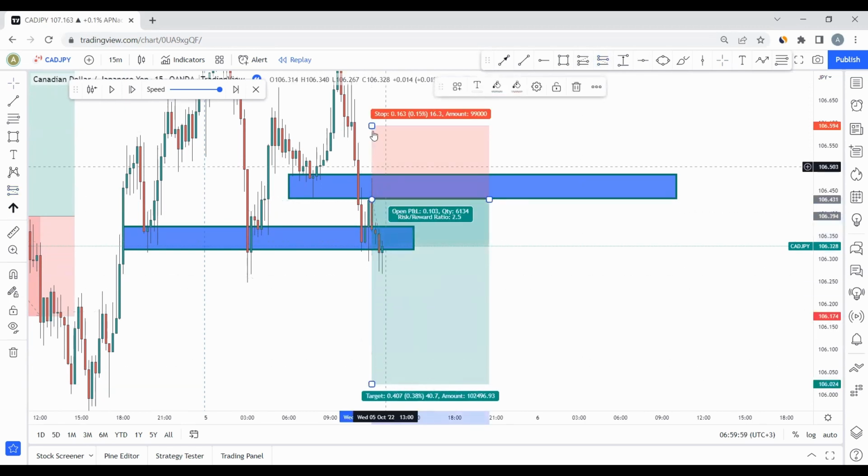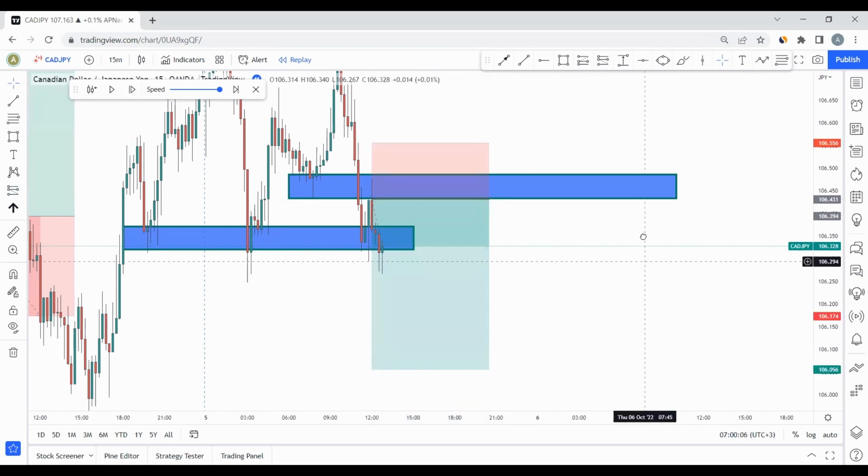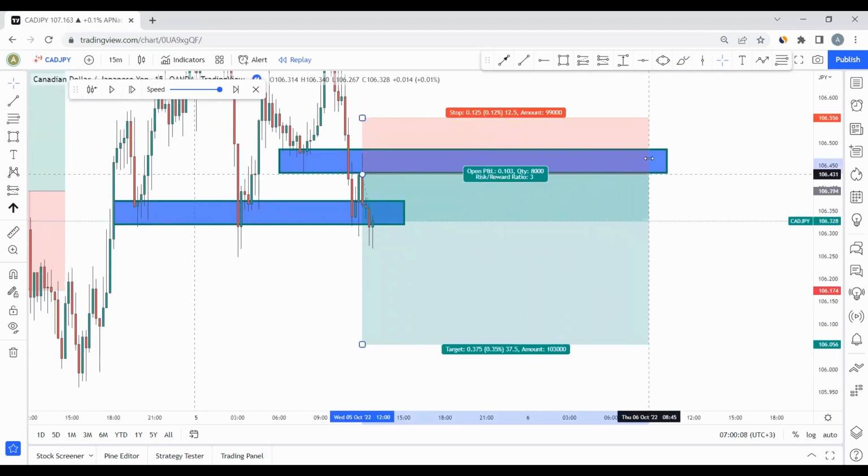Of course, a decent 1 to 3. Your stop loss will just be above this structure here. You want strictly a 1 to 3. You have that first trade there already running.